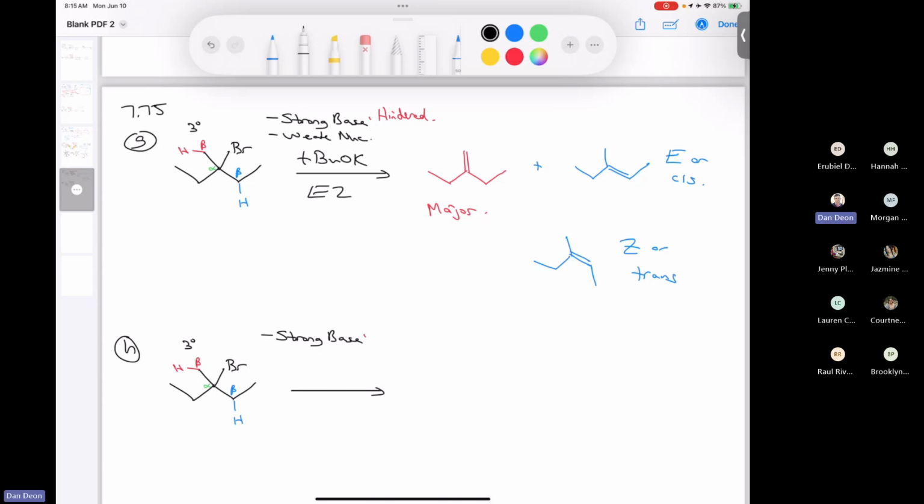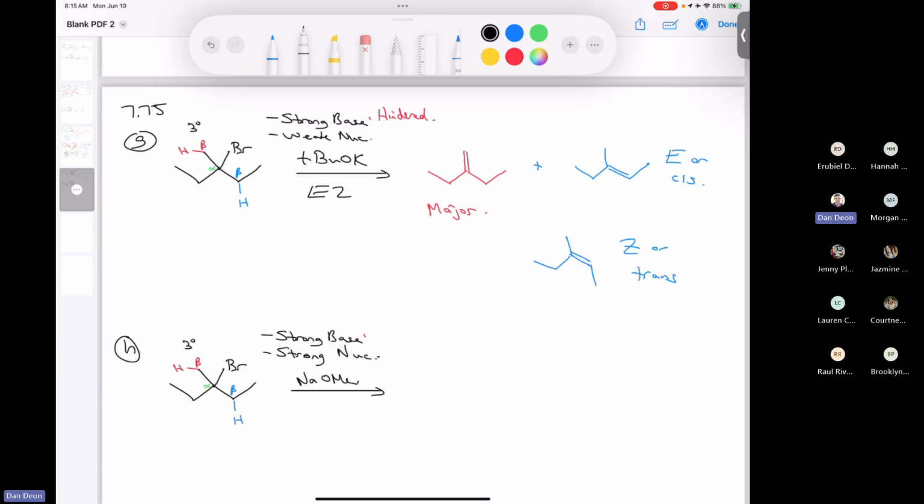So I'll put here sodium, what is it? Sodium methoxide. So let me write it over here. Sodium methoxide, which is a strong base and a strong nucleophile, like that. All right.